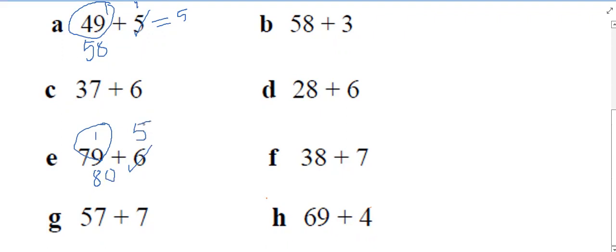And if you do D, 28 is deficient by 2. This number becomes 30. The other number becomes 4. Together, 34.